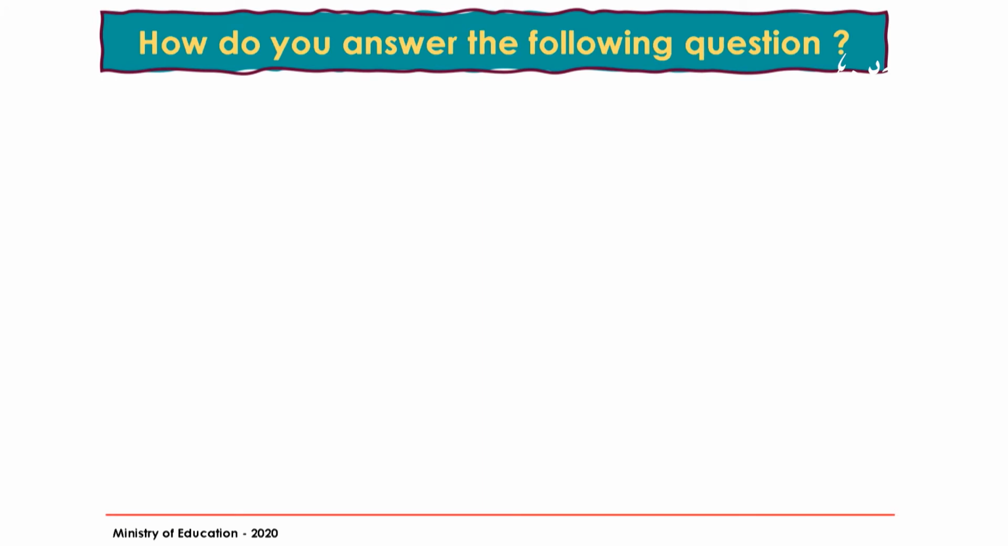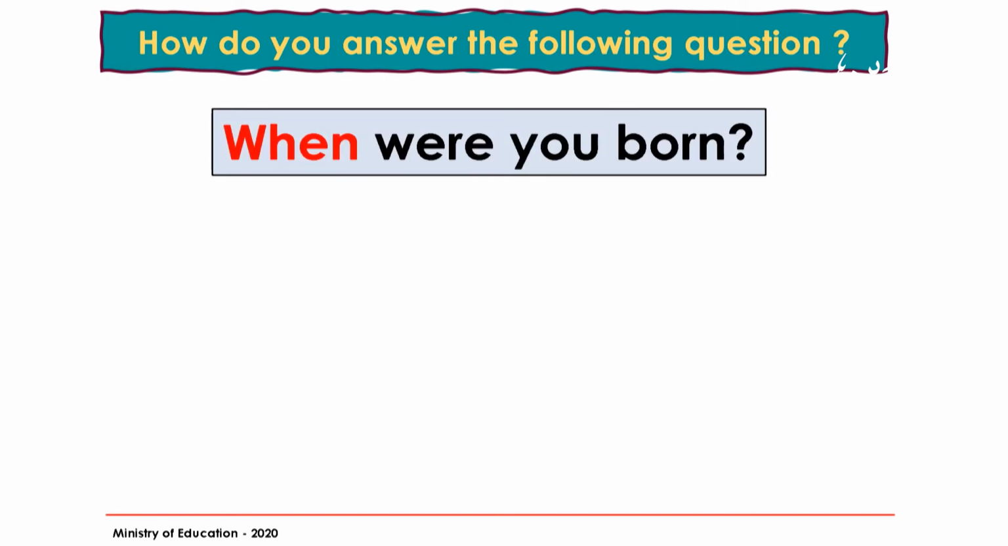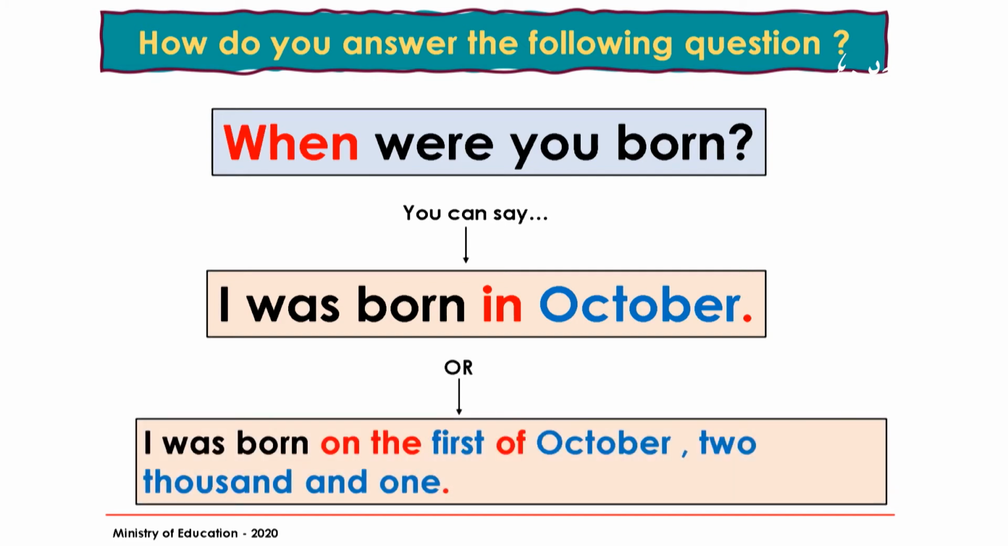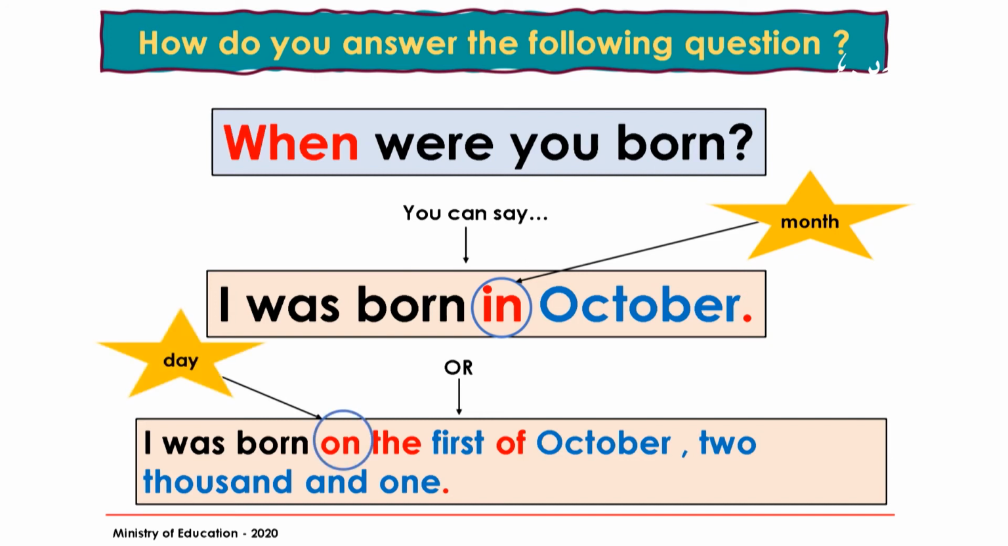How do you answer the following question? When were you born? Well, you have two ways. Either with I was born in October or I was born on the 1st of October, 2001. But remember, we use in if we are going to mention the month after, and we use on if we are going to mention the day after it.